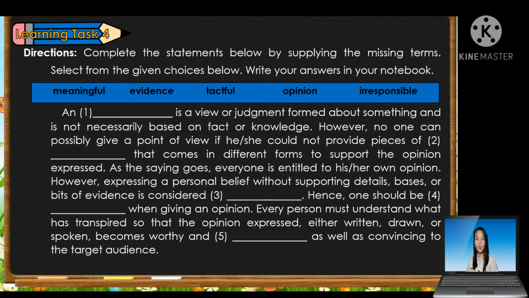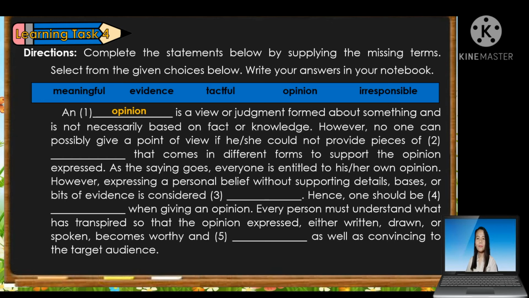Complete the statements below by supplying the missing terms. Select from the given choices below. Write your answers in your notebook or answer sheets. Number 1. Blank is a view or judgment form about something and is not necessarily based on fact or knowledge. What is the missing term in number 1? Write your answer. Okay, the correct answer is opinion.